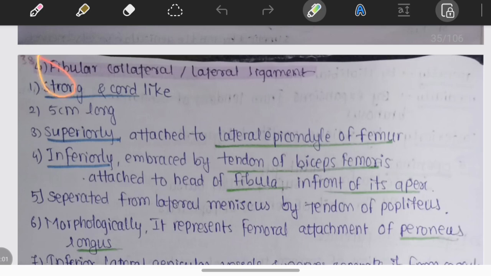Fourth ligament is fibular collateral or the lateral ligament. You can remember: tibia is on the medial side, so tibial collateral is called the medial ligament, and fibula is lateral.